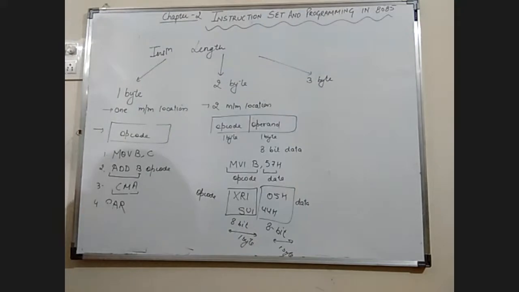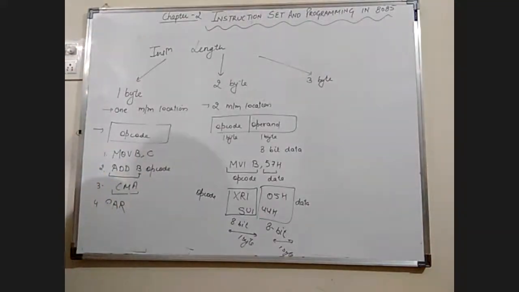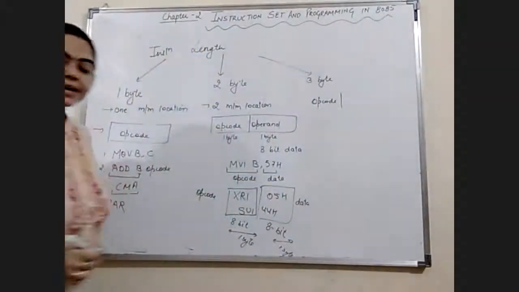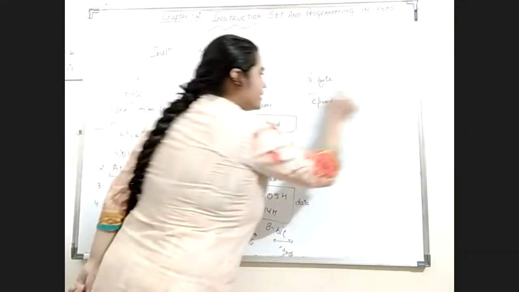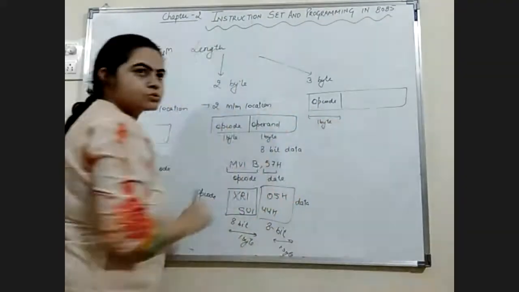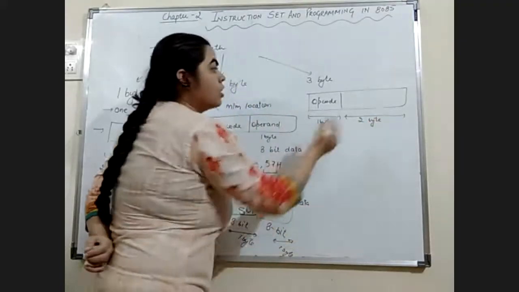Now the third type is the 3-byte instruction. In the case of the 3-byte instruction, the first byte is used to specify the operation, that is, the first byte is used to store the opcode, while the second and third bytes are used to store or specify the operand.